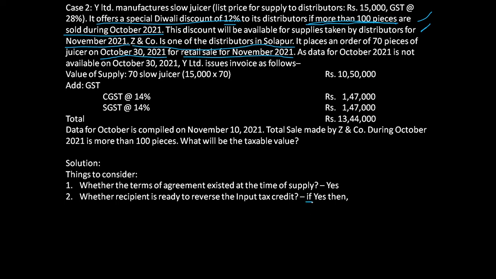If Z and Company is ready to reverse the input tax credit, if yes, then taxable value would be this amount, 13,44,000 minus 12%, which comes to 11,82,720. Okay, now this is the taxable value. Now I hope things are clear. Let us conclude the class for today. Thank you.